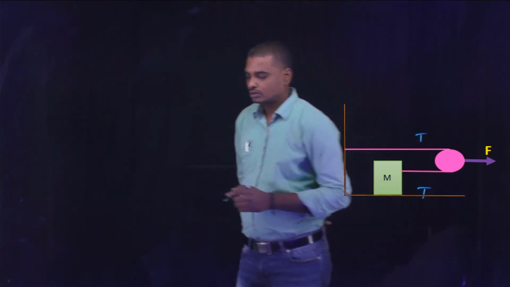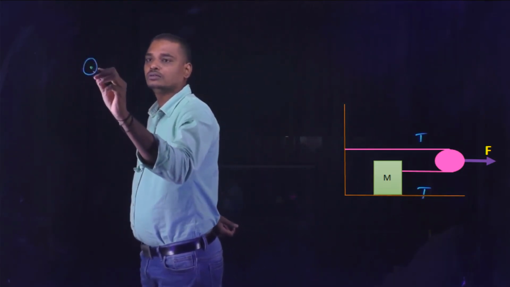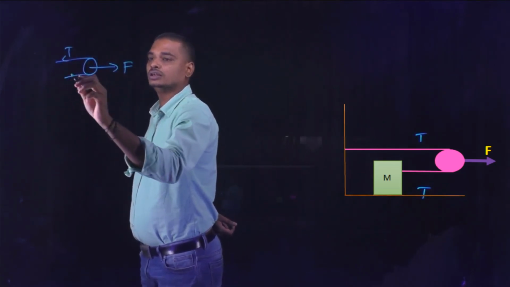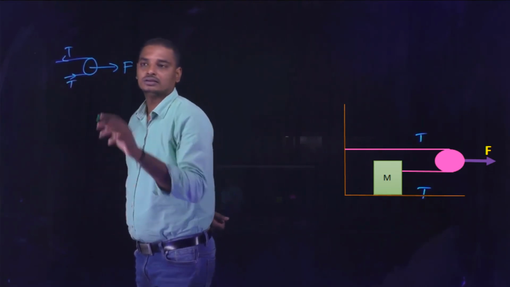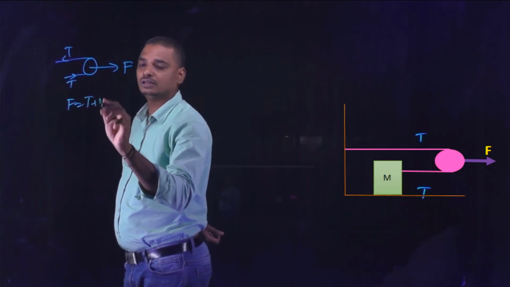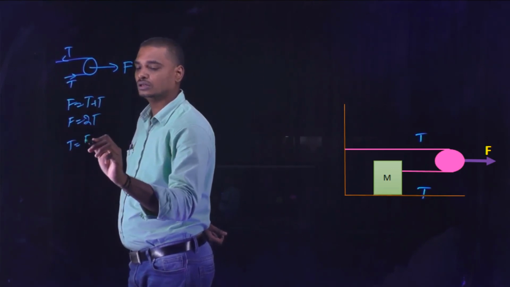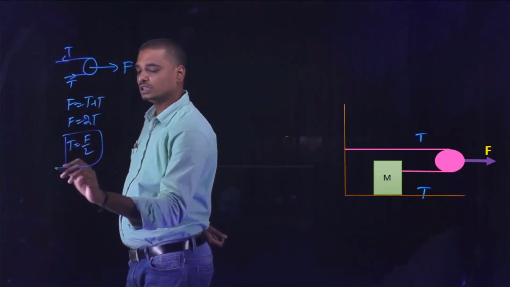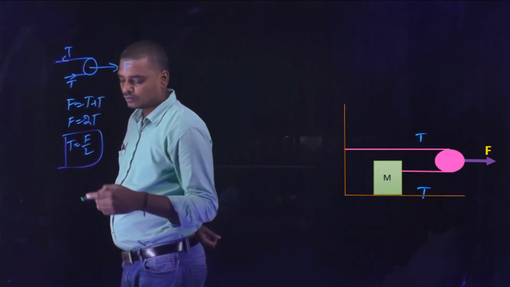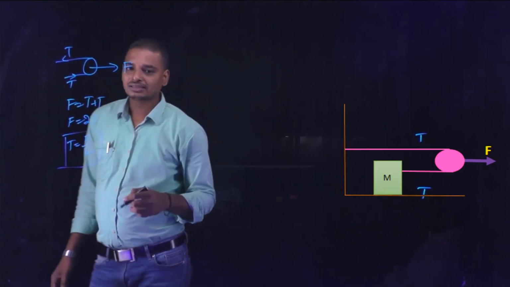Okay, so now as you can observe this is the pulley over which the force is applied. Force is F, and there is a tension T. Here is also a tension T, right? So therefore the force F is equal to T plus T. So F is equal to 2T, and the tension in the string T is equal to F by 2. F by 2 is the tension in the string. Therefore we need to find the acceleration of the block. What is the acceleration of the block?